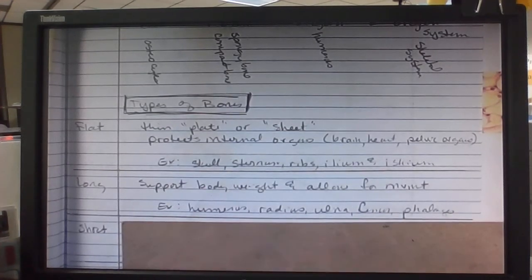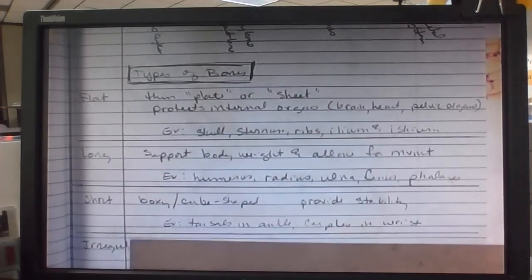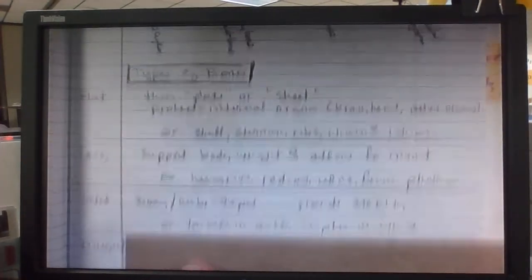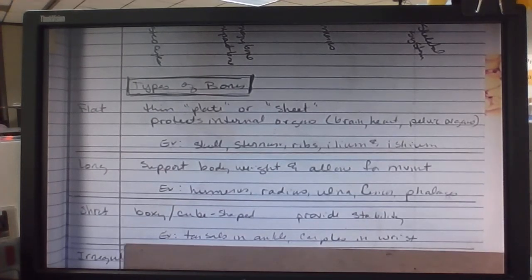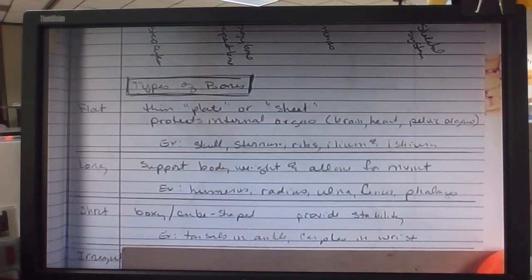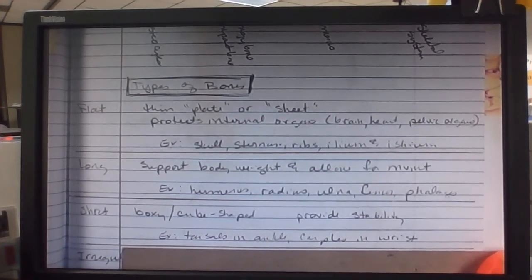All right, then we have short bones. These guys are boxy, cube-shaped, chunky kind of dudes. They help to provide stability. So our carpals and our tarsals are good examples of short bones. They help to stabilize those joints.